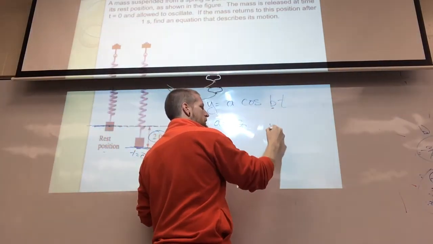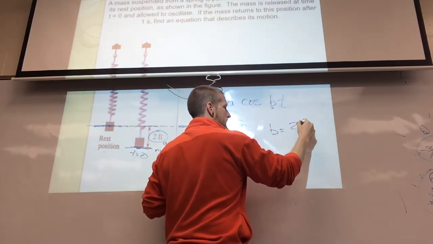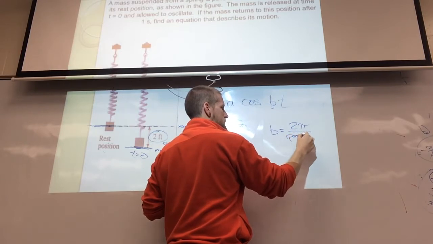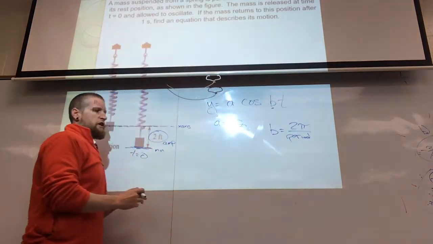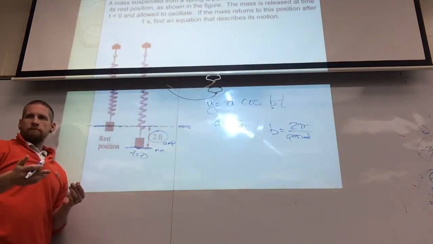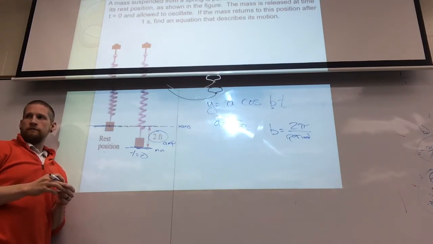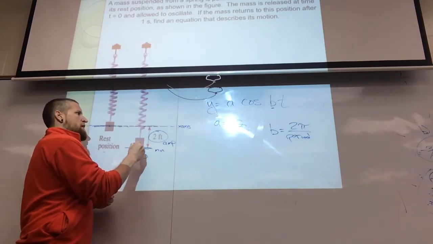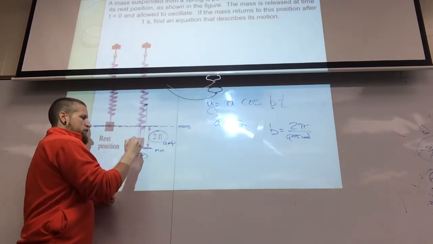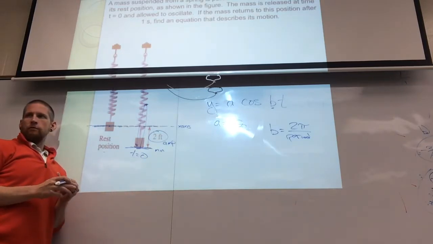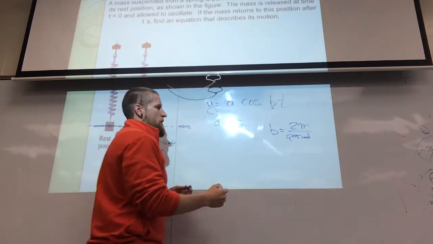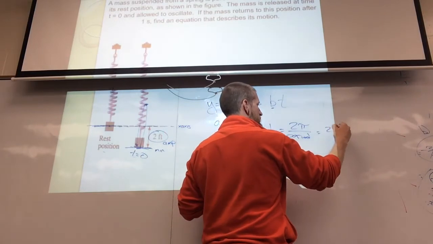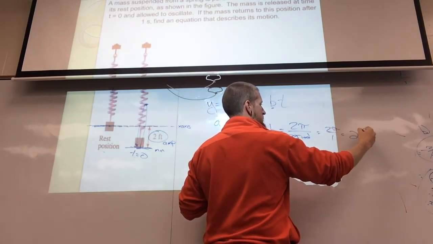Remember the B right here? B is 2 pi over the period. They tell you what the period is. The period is the length of time it takes to go from where it's starting up to its highest point, back down to where it started, which is 1 second. So that means B would be 2 pi over 1, which is just 2 pi.